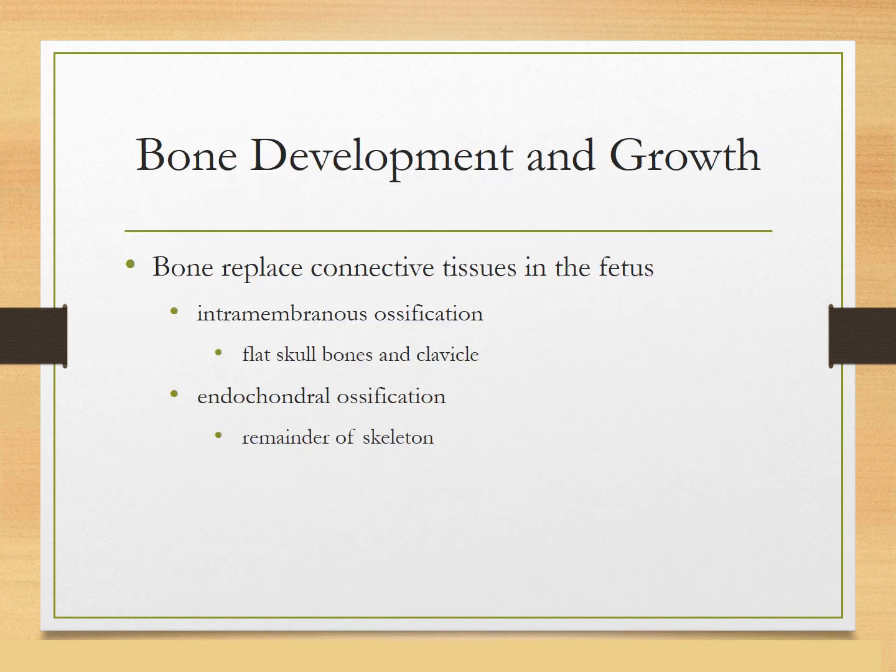Let's briefly look at bone growth and development. Bone replaces connective tissues in the developing fetus, and this can occur by one of two processes. In intramembranous ossification, this is found in the developing bones of the skull and clavicle, the flat bones in the human body. The finished bone consists of spongy bone with compact bone on both sides.